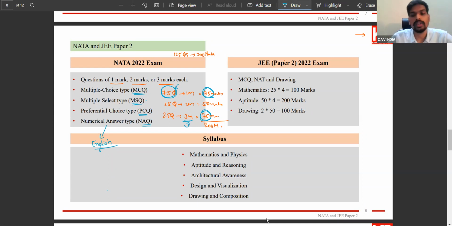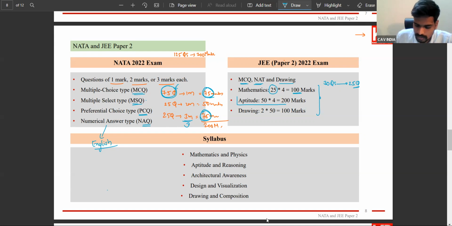Coming to JEE, there are only 3 types of questions: multiple choice questions, numerical answer type questions, and the drawing part. If you're attempting the planning part, you will have multiple choice questions in that also. No drawing in the planning part. The marks distribution for the JEE exam: mathematics is 25 questions for 400 marks. This is where you'll have a choice actually. In the mathematics part, 30 questions will be given, and you need to answer only 25 of them. 5 questions you can leave. Among the numerical answer questions, at the end you will have an option to leave. So 100 marks is the weightage for mathematics.